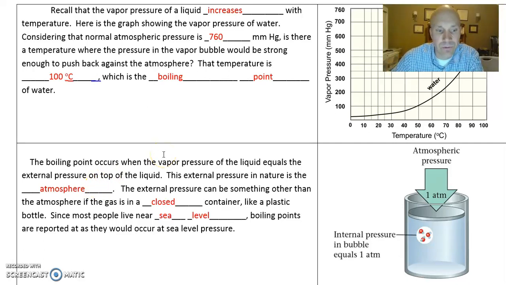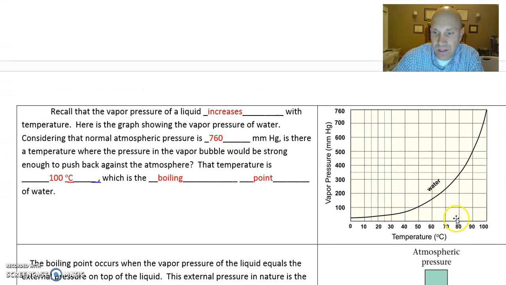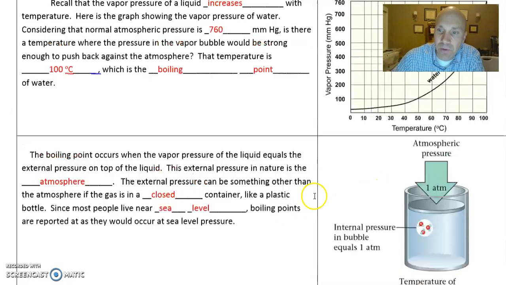So, as we showed before in the previous video, the way we normally go about boiling is by increasing the temperature. And the reason that works is that by increasing the temperature, we're increasing the vapor pressure of the water to the point at which the vapor pressure would then be strong enough to push back against the atmosphere, which is pushing down on it.